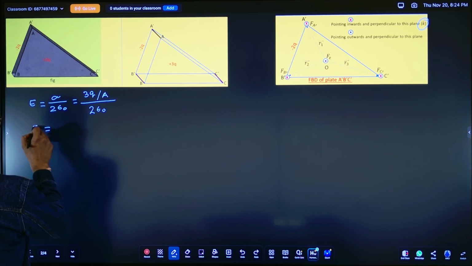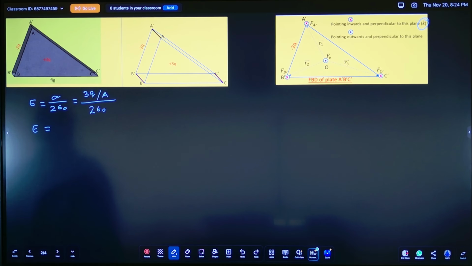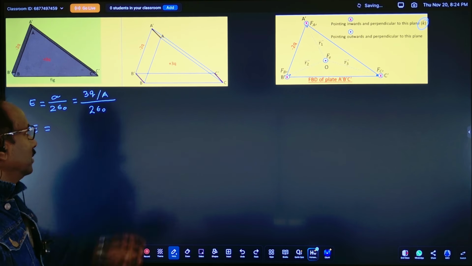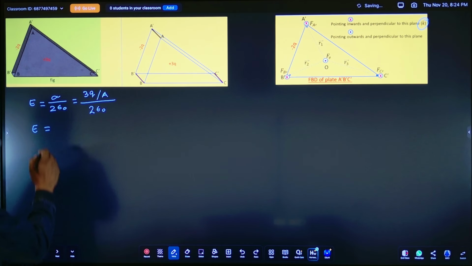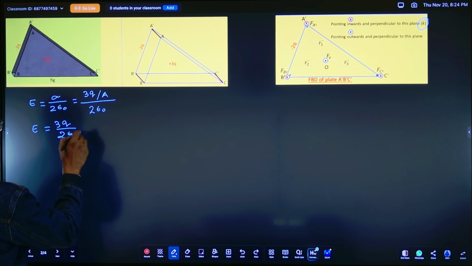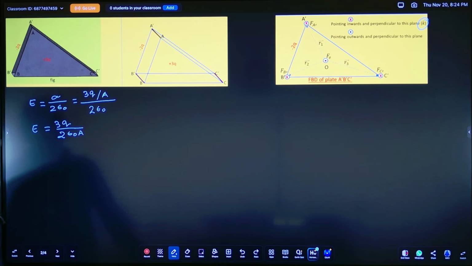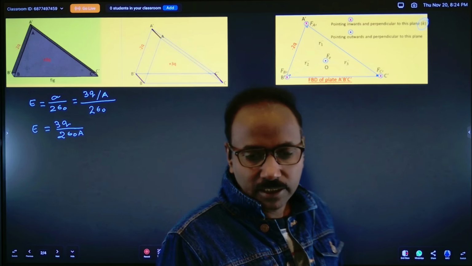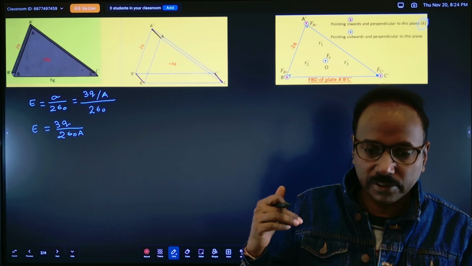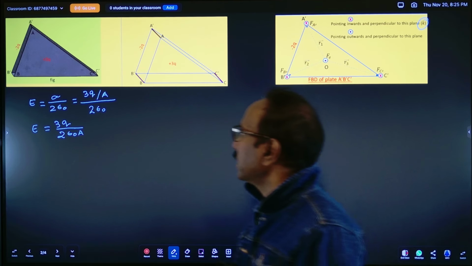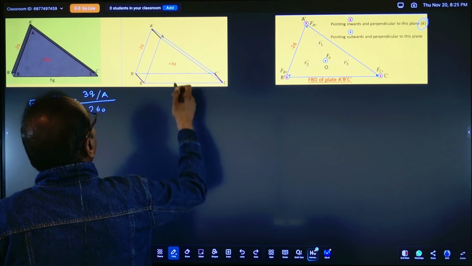So the magnitude of electric field intensity between these two plates will be this much. And what will be the electric field intensity direction in between these two plates? It will be perpendicular to both the plates.